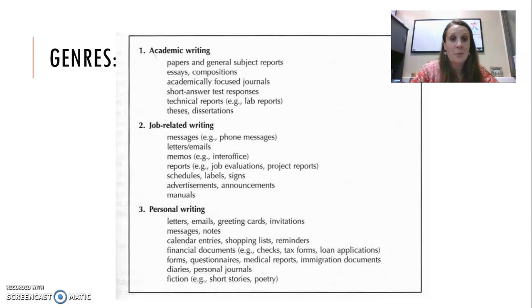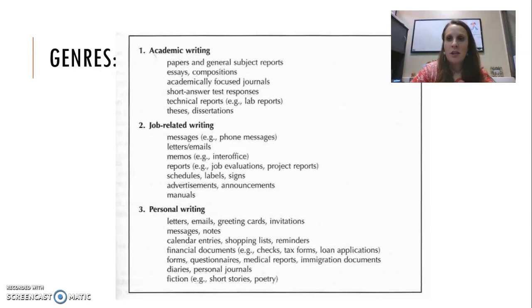We have academic writing, things like papers, essays, technical reports, for example. Job-related writing like emails, memos, advertisements, and so on. And personal writing like, well, this is a little bit behind the times, right? But we could say Instagram posts, Facebook posts, Twitter things, financial documents, medical reports, or even fiction like short stories or poetry.